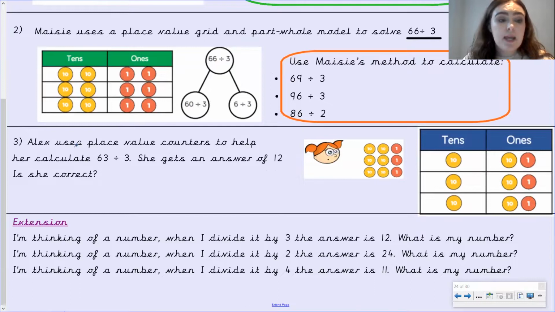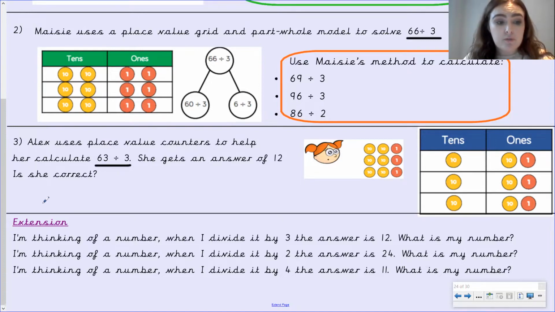Activity number 3, Alex uses place value counters to help her calculate 63 divided by 3. She gets an answer of 12. Is she correct? So then you need to work out whether or not Alex is correct and explain why. If she's not correct, you need to give me the correct answer and show me your working out.